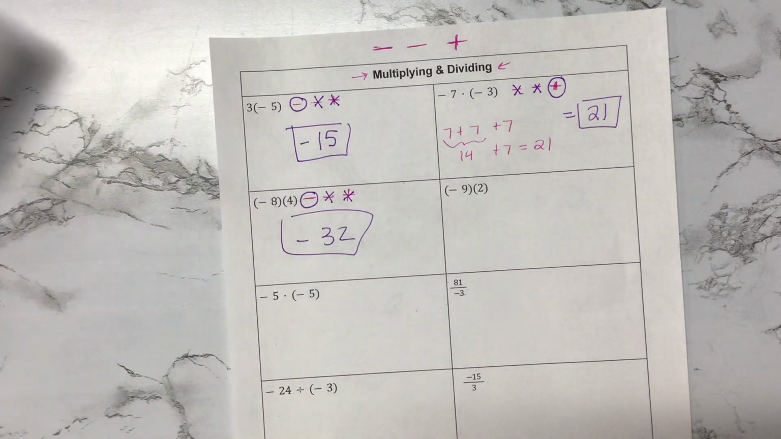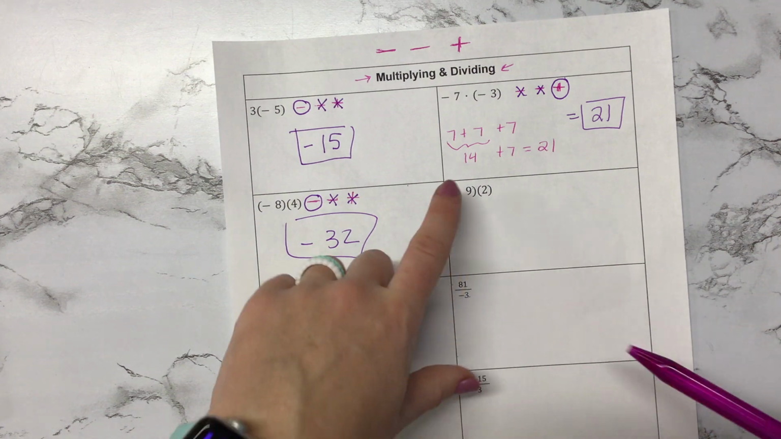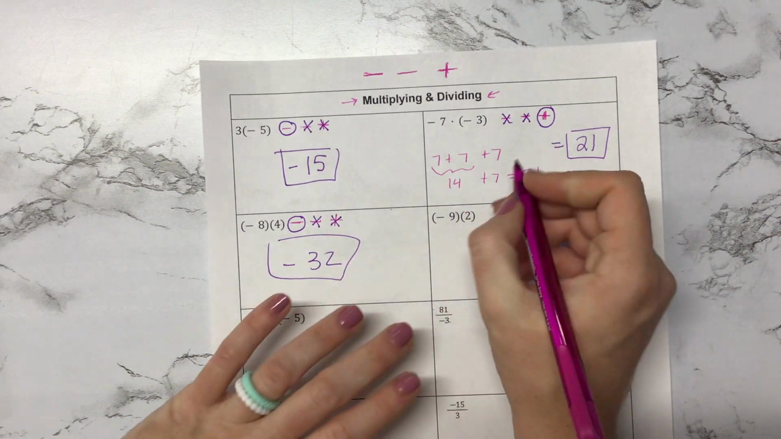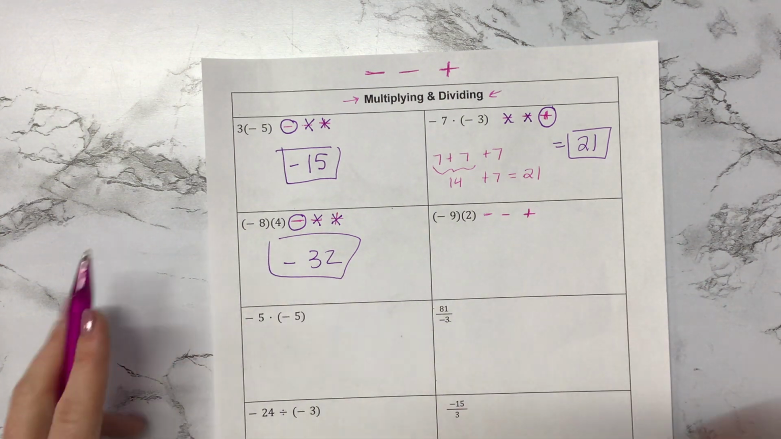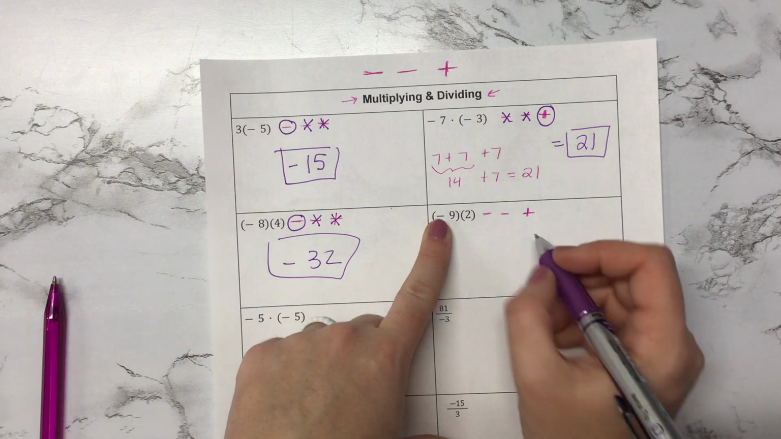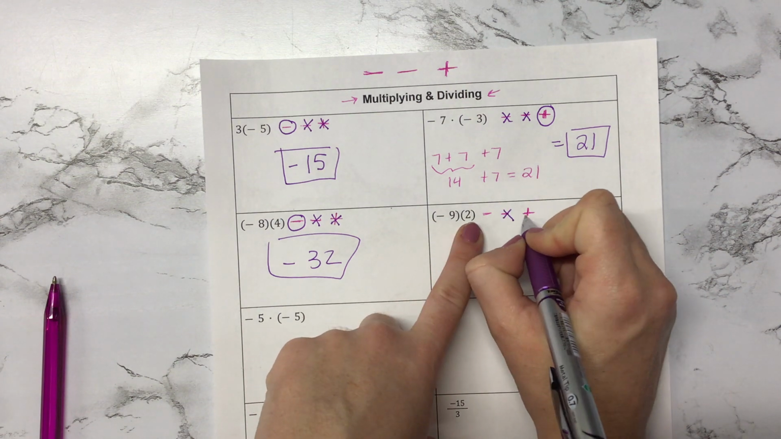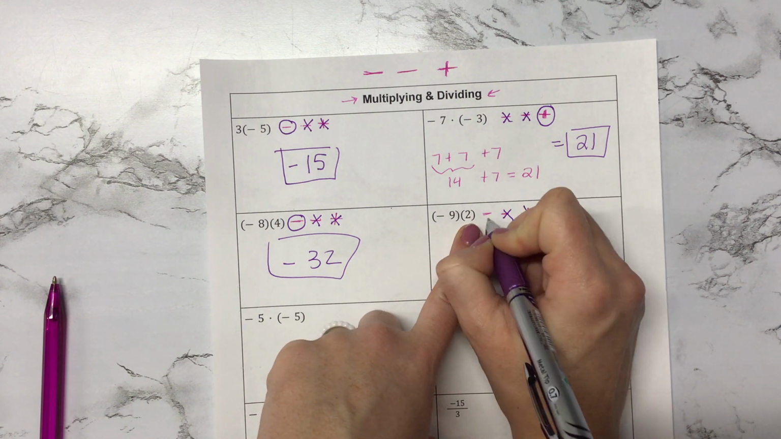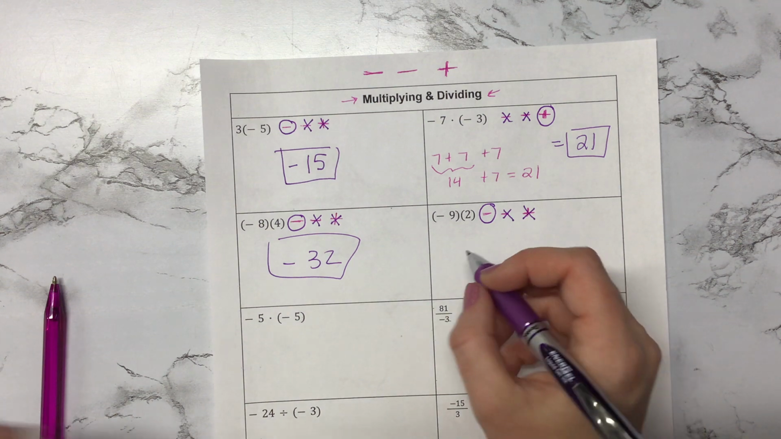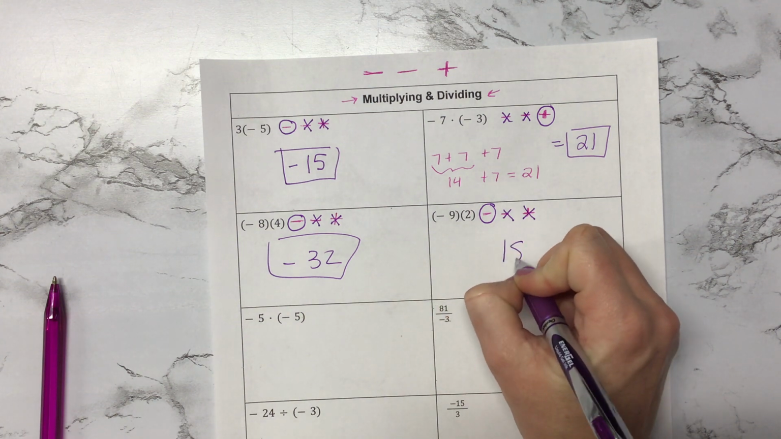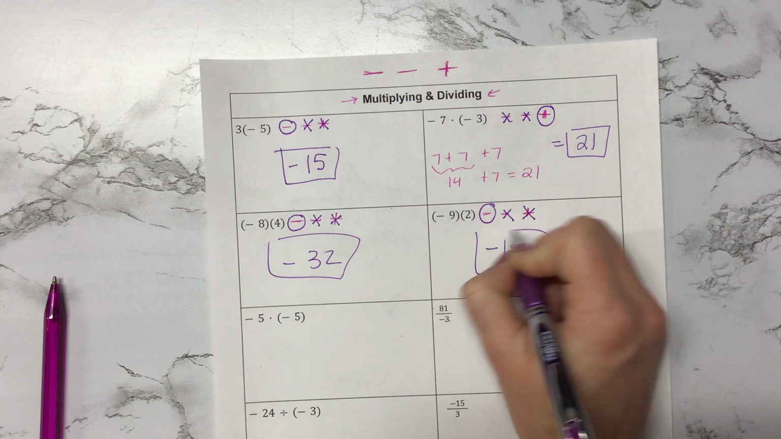Okay, negative 9 times 2. Minus, minus, plus. Cross off the ones you see. 9 is negative, I cross off a minus. 2 is positive, I cross off a plus. So my answer will be negative. And then 9 times 2 is 18. We said it'd be negative, so it's negative 18.